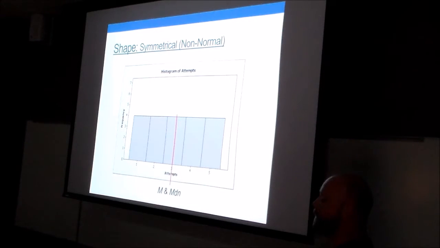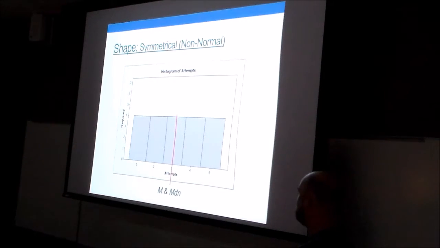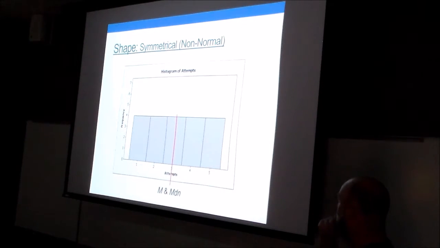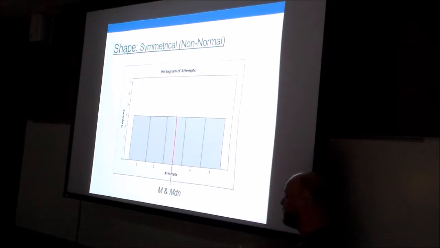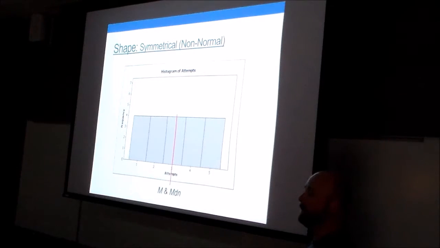You can get symmetrical and non-normal, right? This is a nice box-shaped distribution where we've got equal representation of the 5 scores in this distribution. And again, mean and median is still a good measure of central tendency, but it's certainly not a normal distribution here.